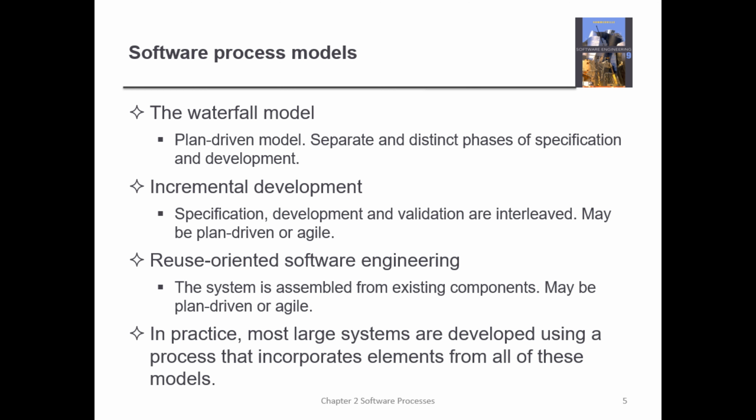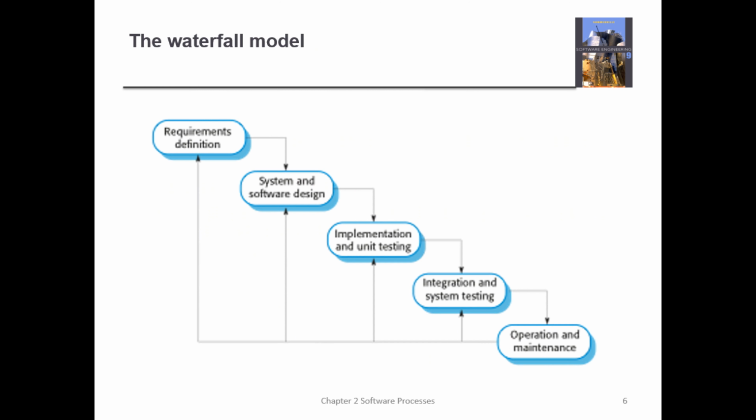So we are saying in practice, most of the large systems are developed using processes that incorporate elements from all these 3 models. So let's talk about the waterfall model. This is a diagram trying to show the waterfall model. So in the waterfall model, we begin with gathering the requirements and we define them. What does the user want? What do they have in mind?